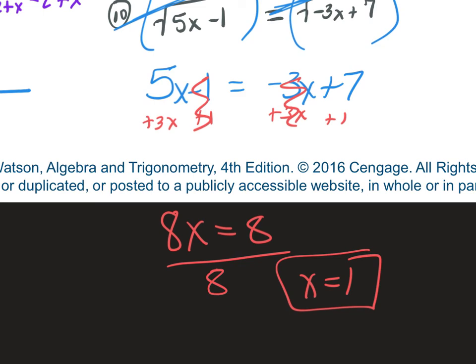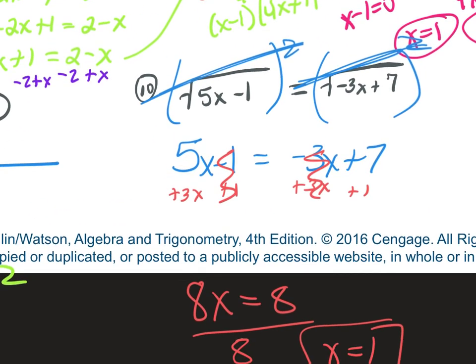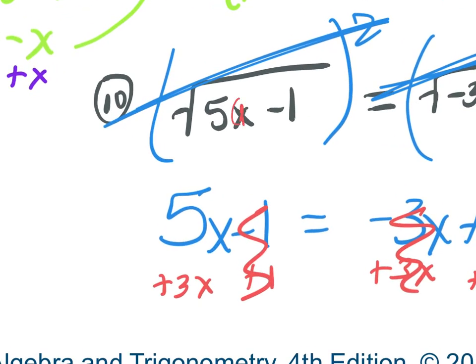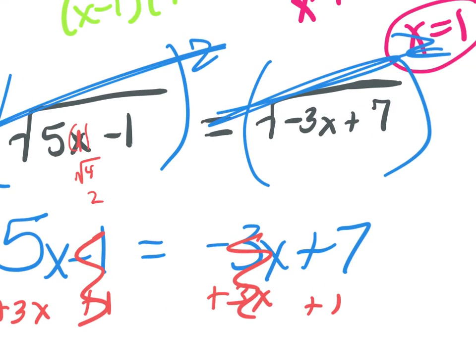Now, before I move on to my next problem, let's check this real quick. If I plug a 1 in here, what's 5 times 1? It's 5 minus 1 is 4, right? Square root of 4 is 2. Come over here, plug in a 1. Negative 3 times 1 is negative 3, plus 7 gives me 4. The square root of 4 is 2. Does 2 equal 2? Yes. So then you're good to go.